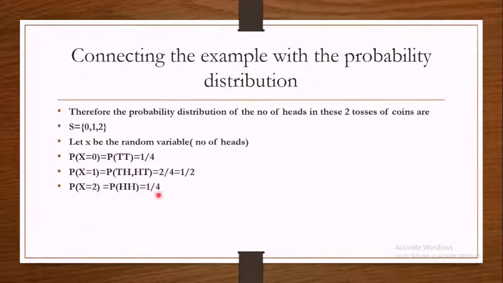And again, the probability of X is equal to 2. That is the case when both times you get the head. When both times you flip the coin, you get the head, not the tail. So that is also 1. The favorable case is 1, divided by the number of cases 4.